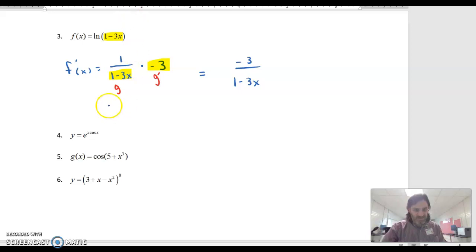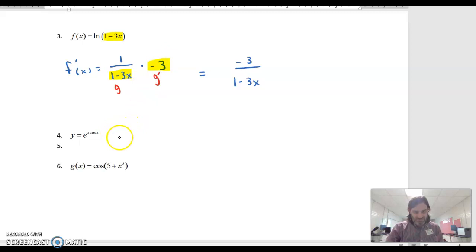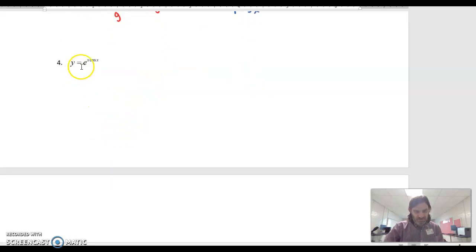All right, let's sneak another one in here. Number 4. We've got y equals e to the x times cosine of x.